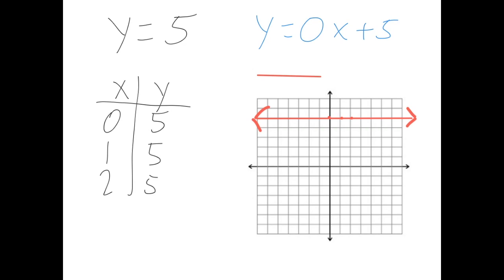And every time you have y equals just a number with no x, it'll always be just a horizontal line, because it's saying y equals 5. So no matter what x is, on your y-axis, y will always equal 5 every time. So the y will always be 5, and you can follow that along as long as you want.